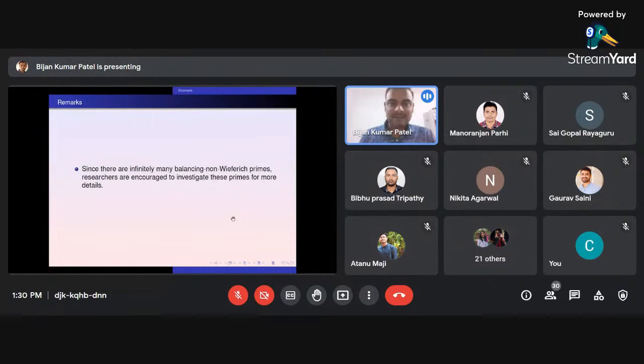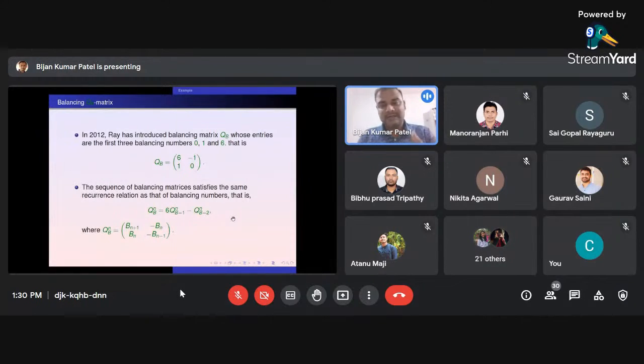For that, I introduce the balancing matrix that was defined by Ray in 2012. The 2 by 2 balancing matrix, denoted Q_B, is [6 -1; 1 0], where basically the elements of the matrix are the first three balancing numbers 0, 1 and 6.